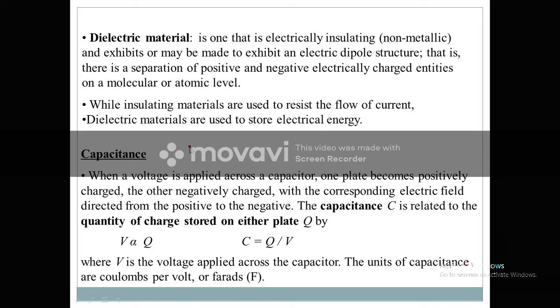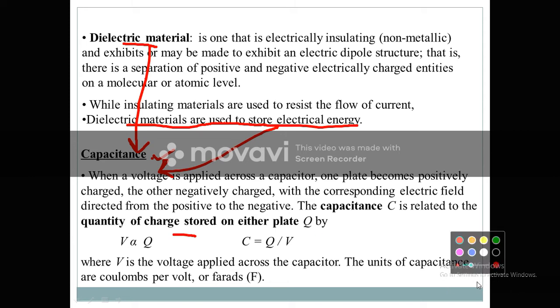Okay, now if you want to increase the capacitance, or the ability to store more charge, you can make use of the dielectric material over here. So the dielectric material, which is used to store the electrical energy, this function can be utilized in the capacitor. How? Let's see.